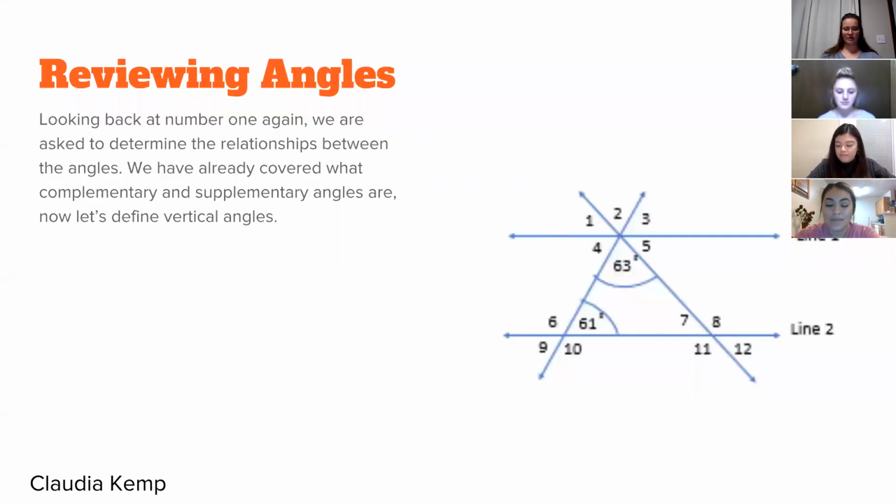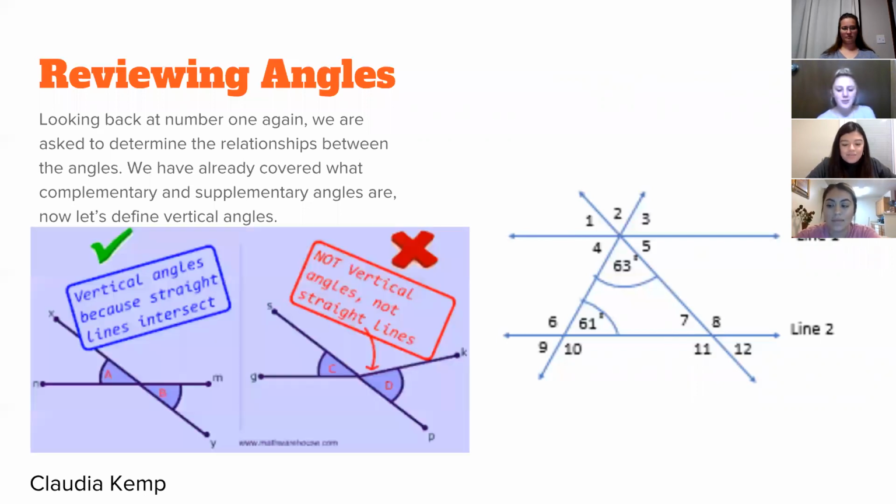Claudia, what are vertical angles and how do we identify them? Vertical angles are actually really easy to understand, Jessica. They're angles that are opposing one another across straight intersecting lines. As you can see here, if the lines are not straight, then they're not vertical angles. A great and easy thing about vertical angles is that they are always equal to one another.